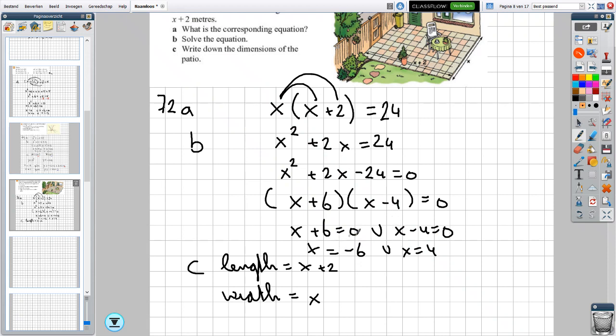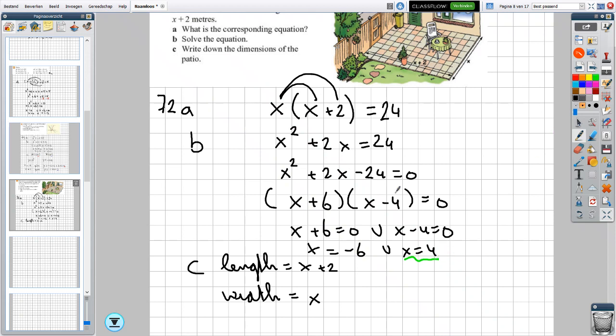Well, I wouldn't try x is minus 6 here, right? Because then I get a negative answer. My patio in that case would be minus 6 meters in width. That's not very much. I don't think that's possible either. So we're not going to use that. So here, there's only one practical answer that we can use.